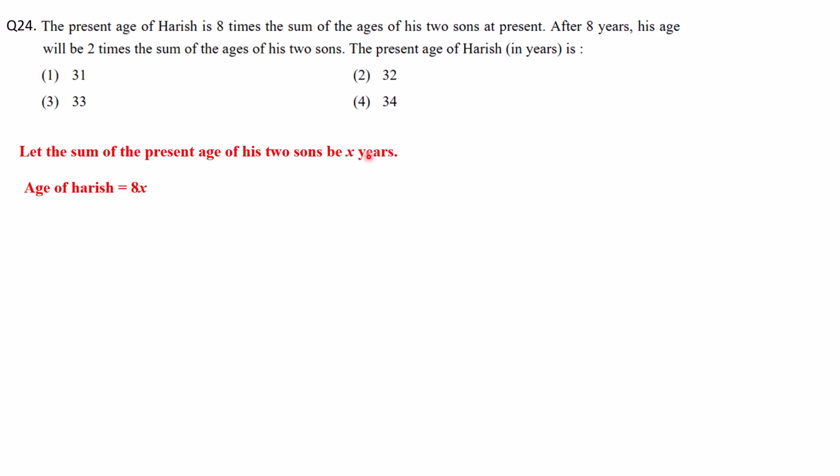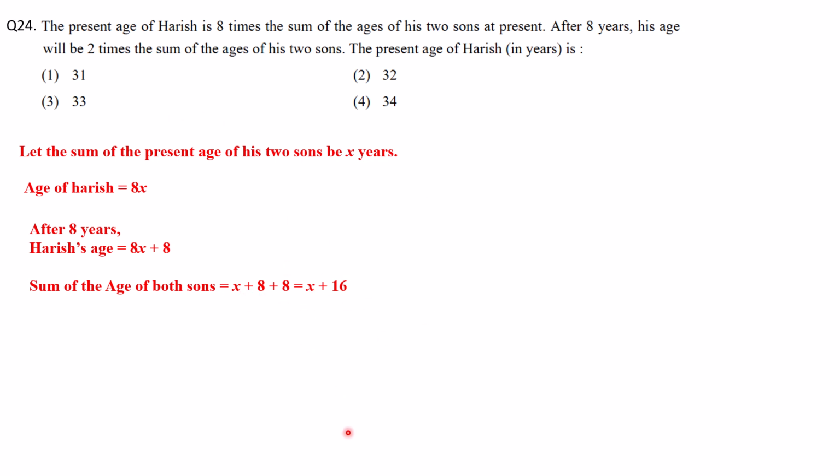So after 8 years, what will be the age of two sons as well as the age of Harish? Whenever someone asks what will be your age after 5 years, what you do is, whatever is your present age, you add 5 to that. Same way here, to find the age after 8 years, you have to add 8. So Hari's age will become 8x plus 8, and the son's age will become, see, 8 years will increase in age of both the sons. That's why I have written x plus 8 plus 8. So it will be x plus 16.